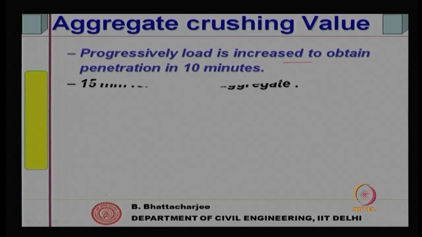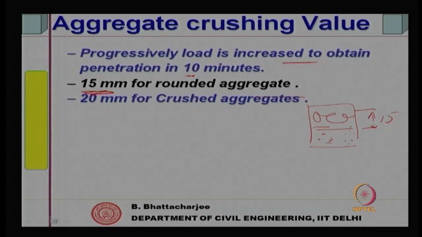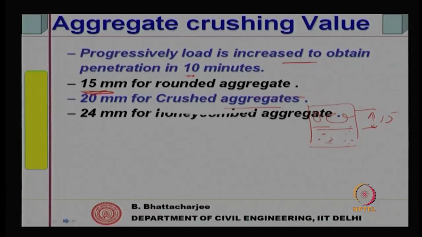This should be 15 millimeter for rounded aggregate. So, this penetration is specified: increase the load such that you get a penetration of 15 millimeter in 10 minutes. These are your aggregates, and here is your new aggregate after crushing. This should be 15 millimeter for rounded aggregate, then 20 millimeter for crushed aggregate, already crushed aggregate, because this will still have some failure planes, this will have less. So, this is what you do. 20 millimeter for honeycombed aggregate, we have looked into honeycombed aggregate when we talked of shape.